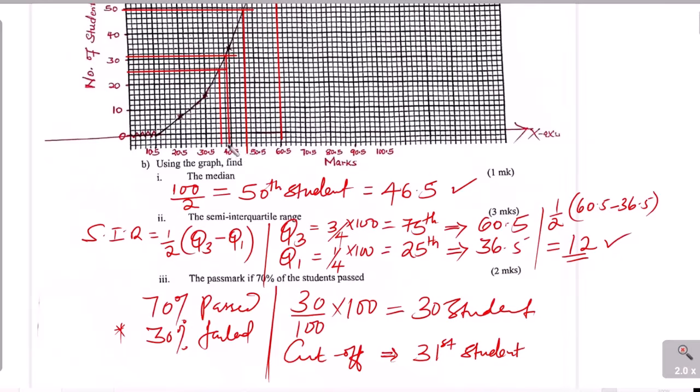This will be 40.5 plus 1, that will be 41.5. The mark obtained by the 31st student will be 41.5 marks. That will be the pass mark. Let me confirm again. So this is 40.5, then not yet 42, it is somewhere in between, so that is 41.5. So that is how you're supposed to solve that question.